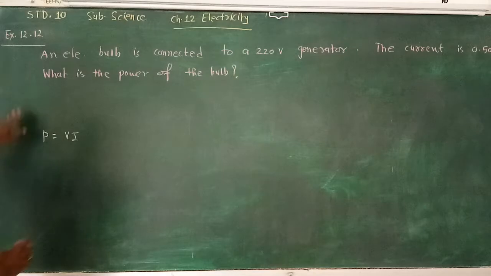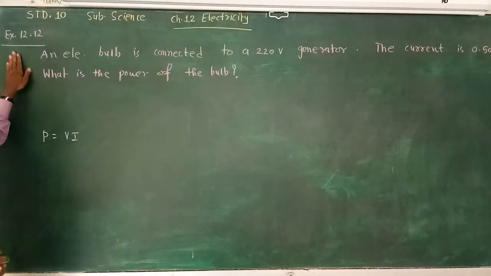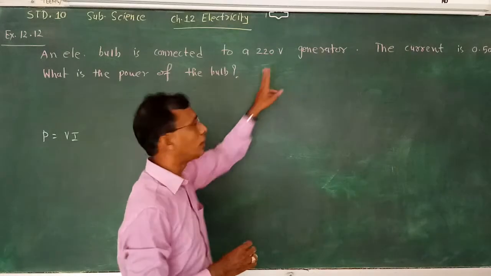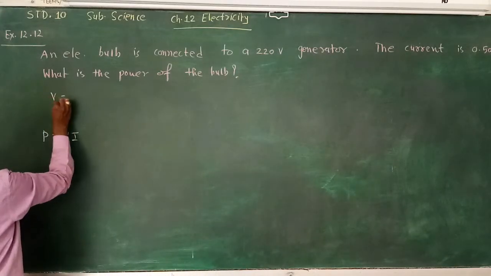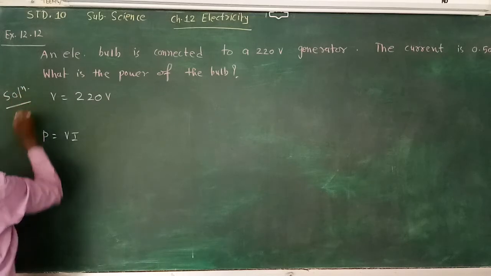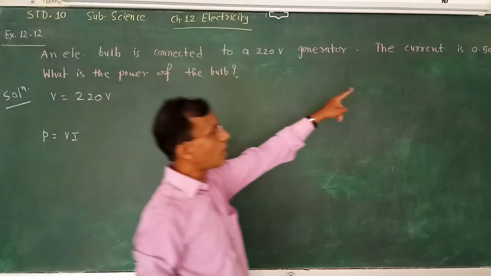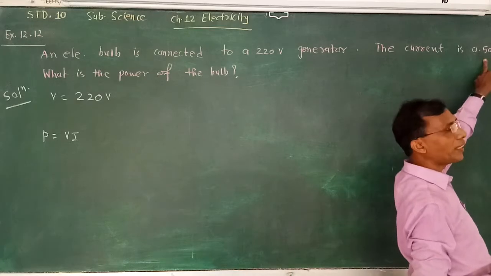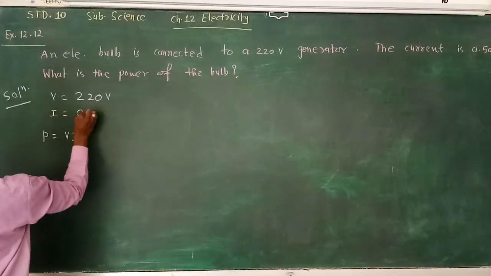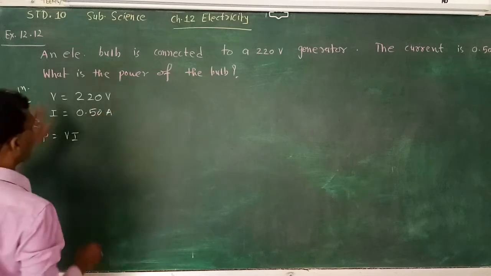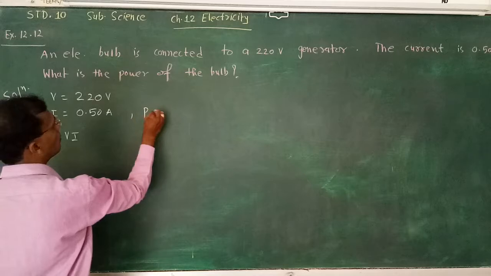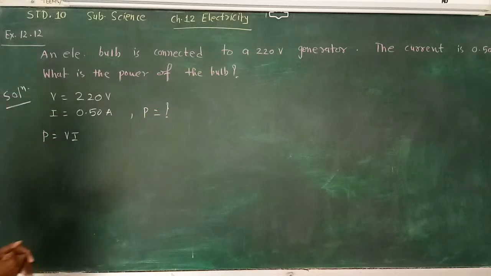Okay, now the next example, that is 12.12. The question is: an electric bulb is connected to a 220 volt supply, that is potential difference V is given as 220 volt. The current is 0.50 ampere. The current value I is equal to 0.50 ampere. What is the power of the bulb? That is, we have to find P, the power of the bulb.